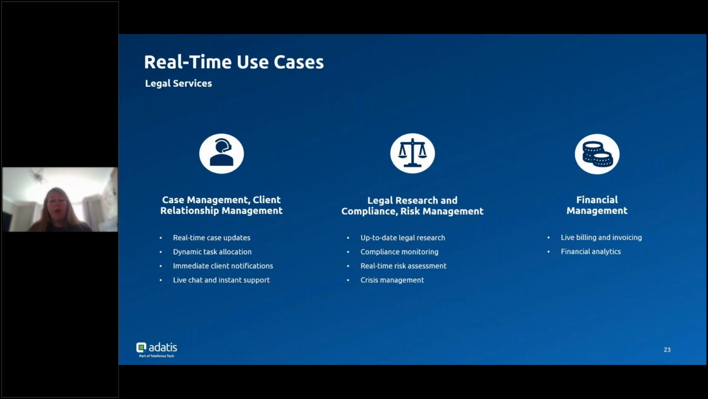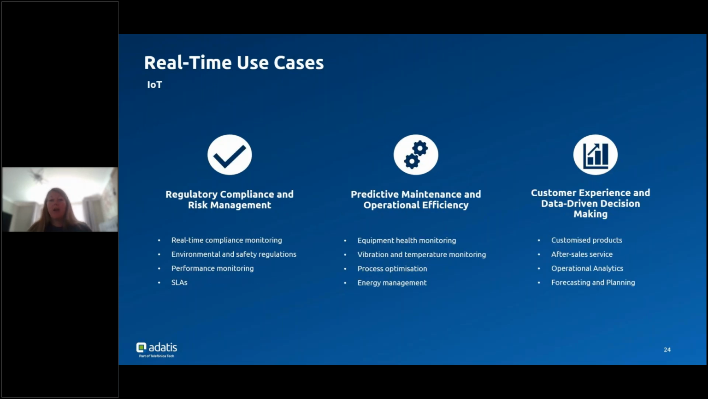So if we move on to telemetry and IoT data, on the next slide, you've got real-time compliance monitoring. IoT devices can monitor manufacturing processes and conditions to ensure compliance with industry regulations. Real-time data can alert teams about potential compliance breaches, allowing for immediate corrective actions, which also ties into performance monitoring.